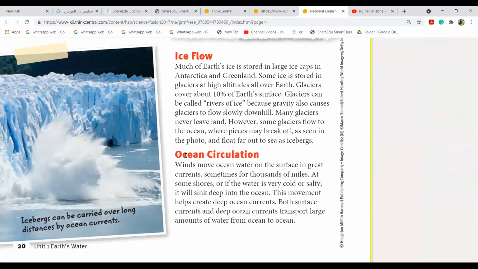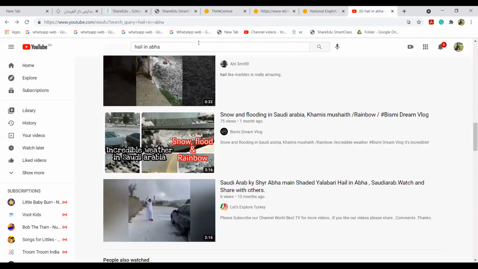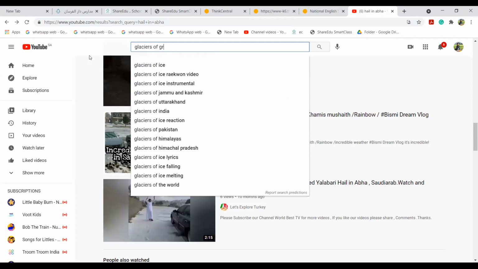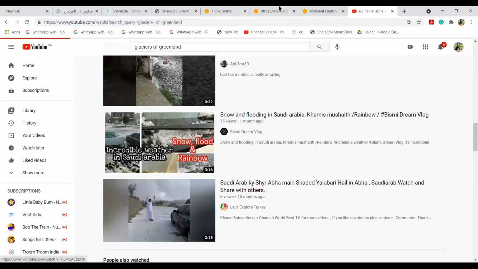Ice flow. Icebergs can be carried along long distances by ocean currents. Much of the Earth's ice, you know, the ice caps, is in Antarctica and Greenland. Some is stored in glaciers. Those are big, big cubes. They cover about 10% of Earth's surface. Those are called rivers of ice. I want to show you some glaciers of Greenland. I want to show you some video of that.